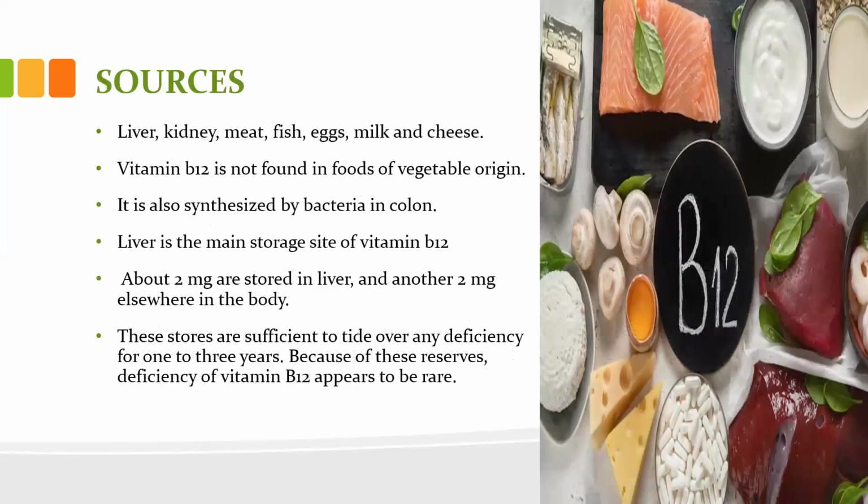The sources of vitamin B12: liver, kidney, meat, fish, egg, milk. Vitamin B12 is not found in foods of vegetable origin. It is also synthesized by bacteria in colon. Liver is the main storage site of vitamin B12. About 2 milligrams of B12 are stored in liver, and another 2 milligrams is stored elsewhere in the body. These stores are sufficient to tide over any deficiency for 1 to 3 years. Because of these reserves, deficiency of vitamin B12 appears to be rare, or the symptoms appear late.